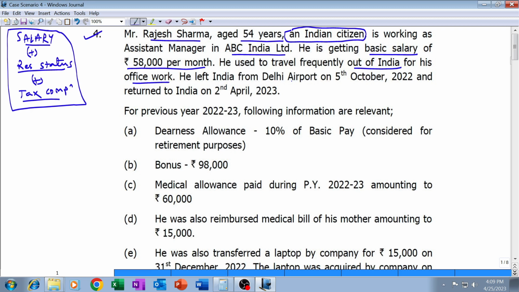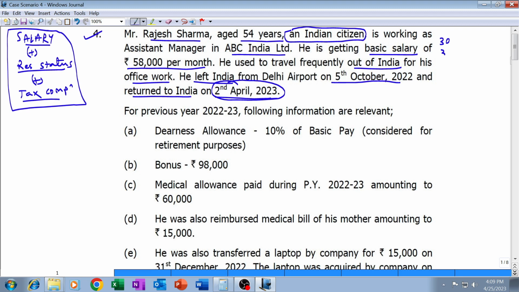He left India from Delhi airport. He left India on 5th October 22 and returned to India in the next year, 2nd April 23. So in current year, how many days was he in India for? He was in India from 1st April 22 till 5th October 2022. Then he returned to India in the next year, 2nd April.